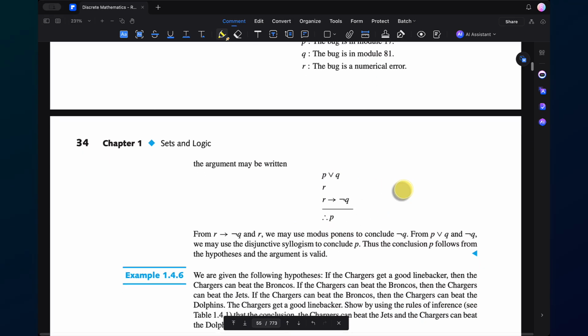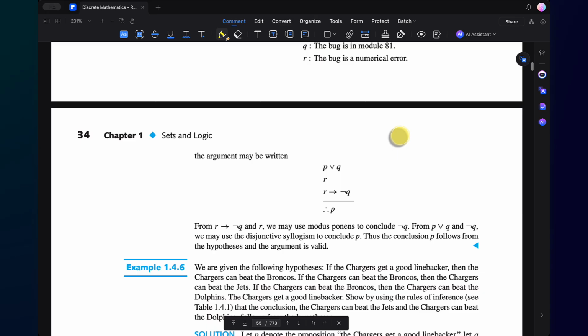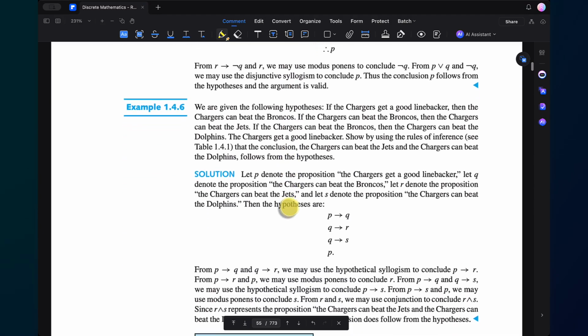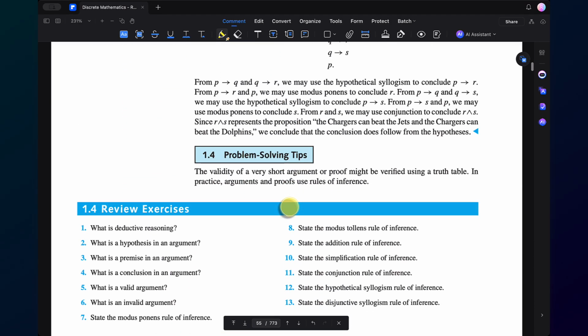And how can we see that that's valid? From P implies not Q, and R, so if you take R and R implies not Q, we may use modus ponens to conclude not Q. If not Q, that means Q is false. If Q is false, then looking up here, we must have that P is true. So that's kind of how this all happens. All right, and that's it for 1.4.